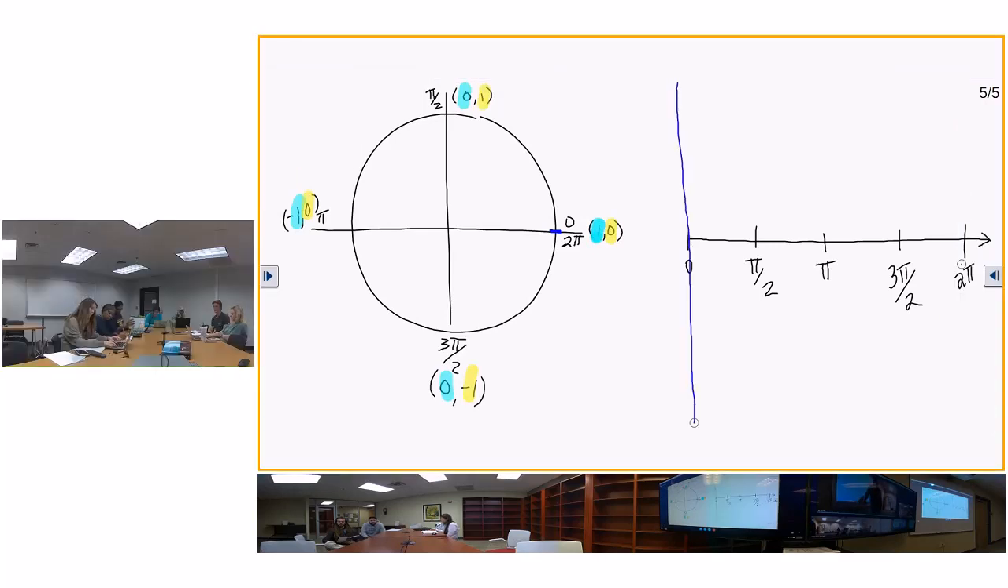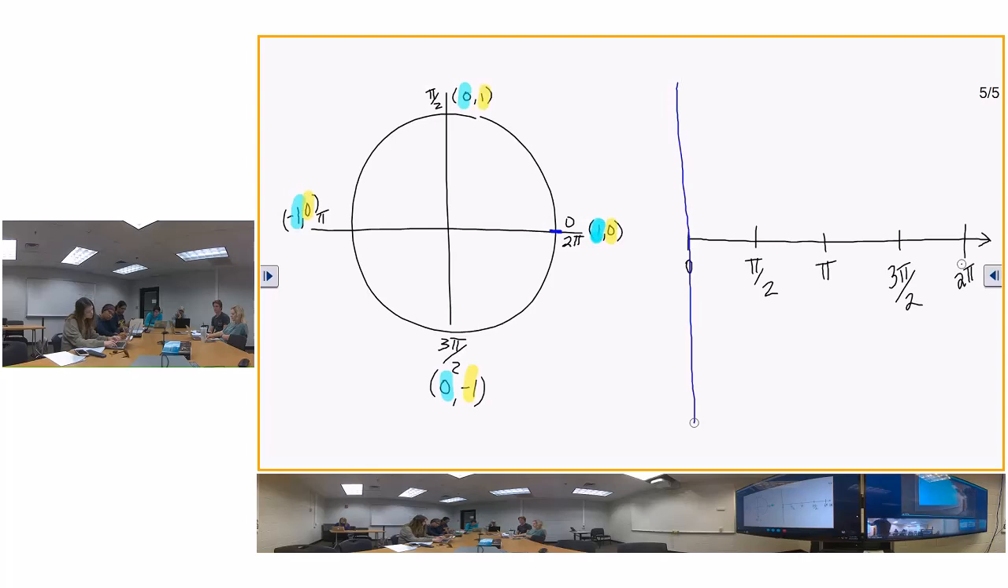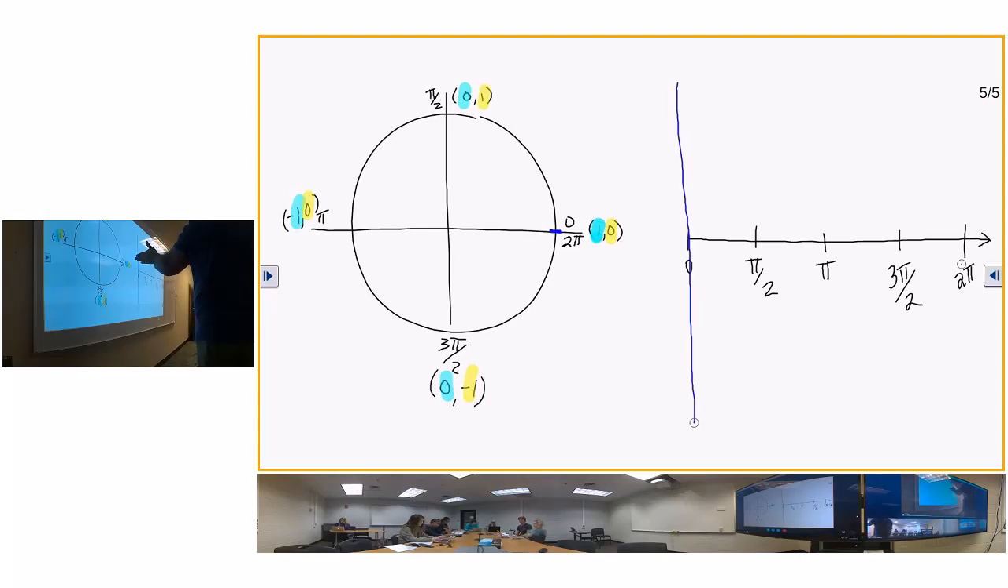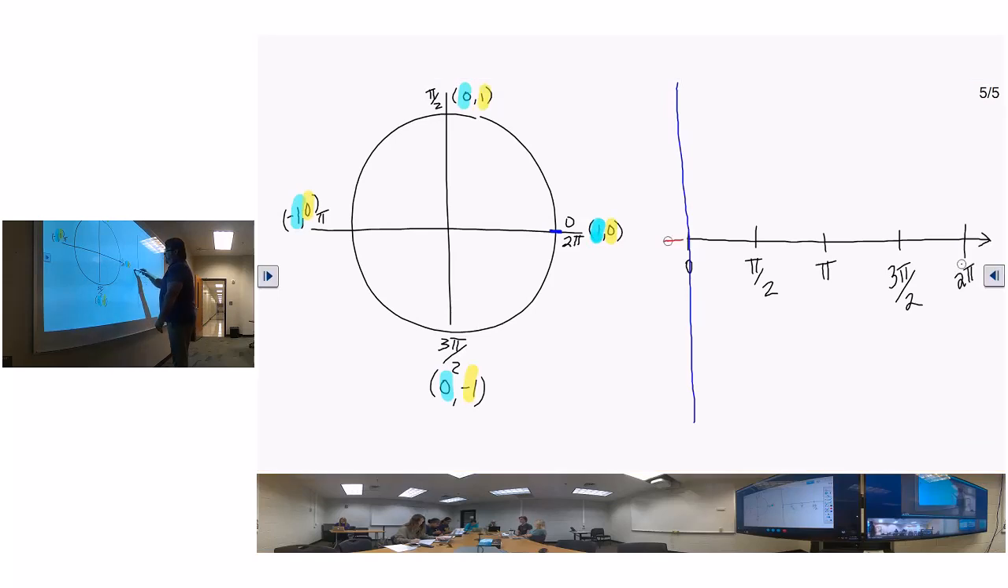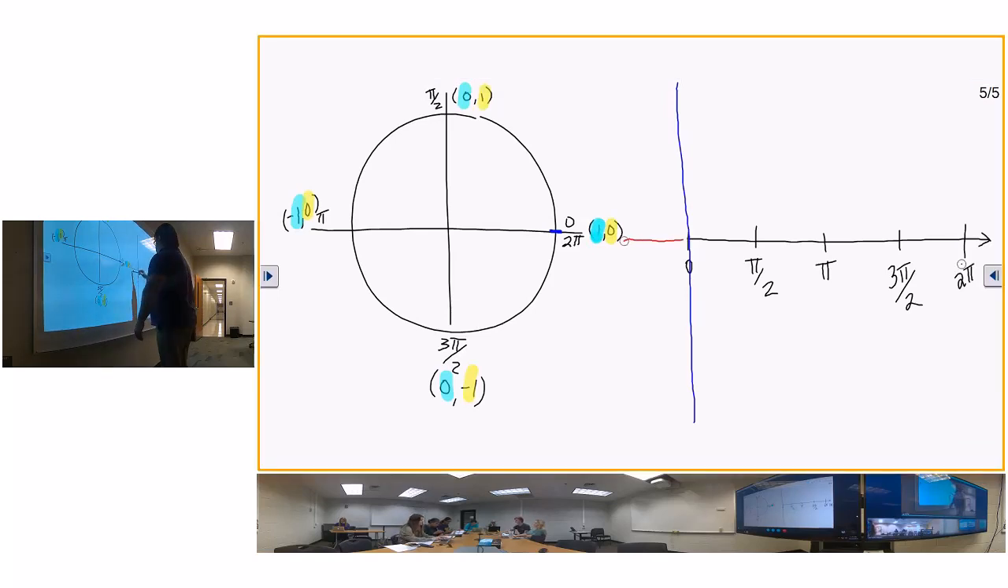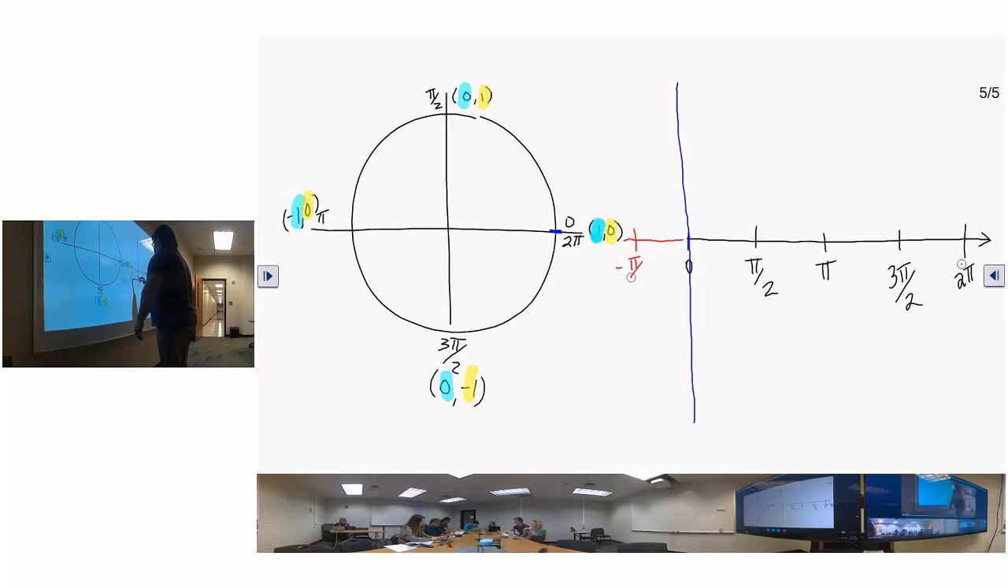Like that. And what would be in the other direction? Same thing, right? So we would have, and I'm going to put this in red, like this, and I'm just going to put this first one, negative pi over 2. Everybody understand?